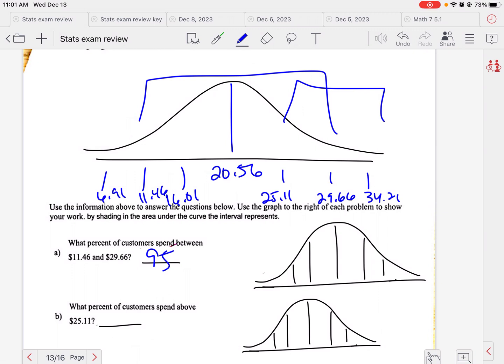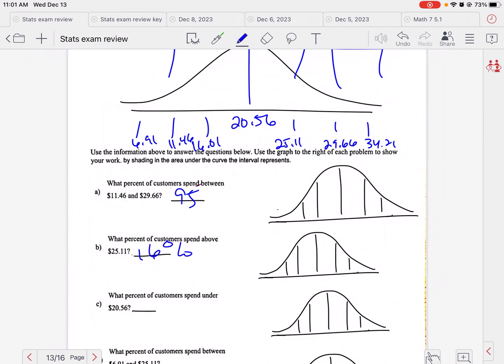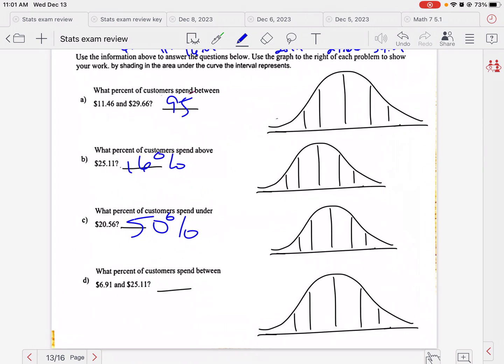So that would be my 13.5% plus the 2.35 plus my 0.15. So that would be 16%. What percent spend under 20.56? That's 50% because that's the median, or the mean, I'm sorry.